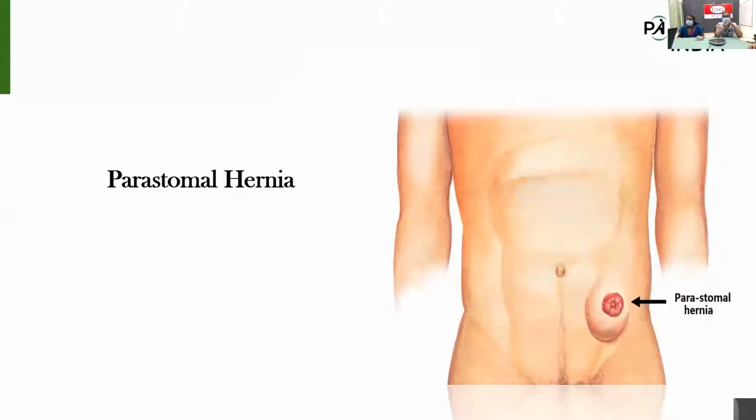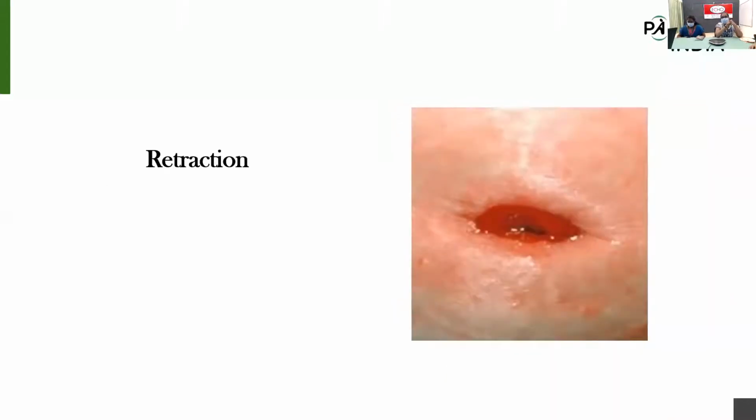Next is parastomal hernia. If there is any hernia in the stomal area, this also has to be consulted with the surgeon. There is an emergency need of consulting a surgeon. Next, the retraction. Sometimes there is a chance of getting stomal retraction. At this time also we need to go for emergency consultation with the surgeon.